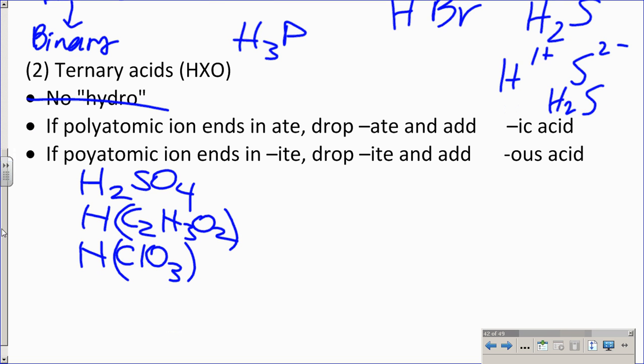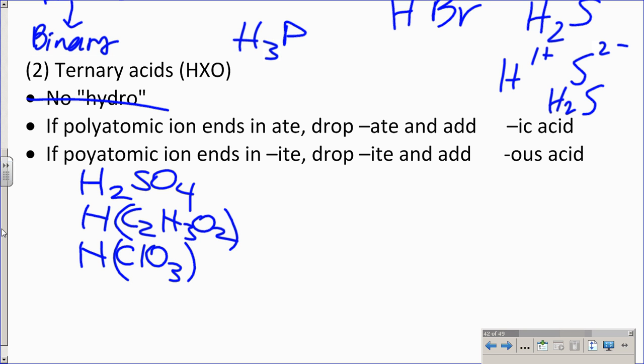So the binary ones are easy because they always have that hydro in the front. You just go with the flow. Hydro does not mean H, because all acids have H's. So it's like, duh, it's going to have an H. It's an acid. But hydro indicates that it's binary. So if you don't say hydro, I'm assuming that it's ternary. I'm assuming it's got a polyatomic ion in it to make it have more than only 2 types of atoms or elements. So this one, I don't say hydro.